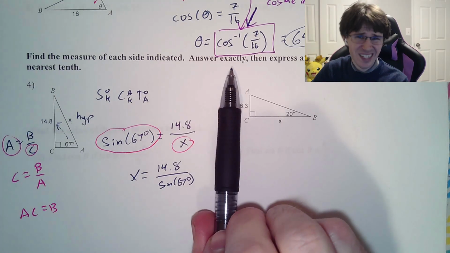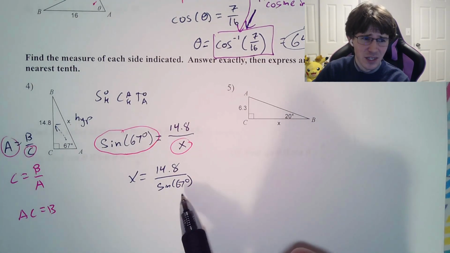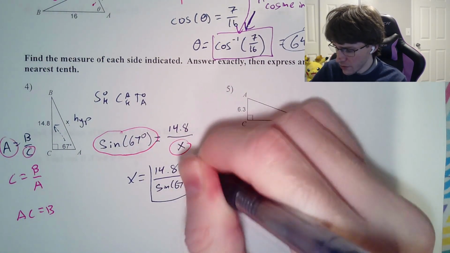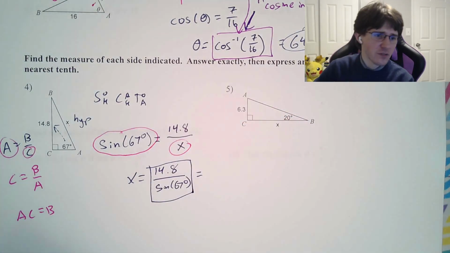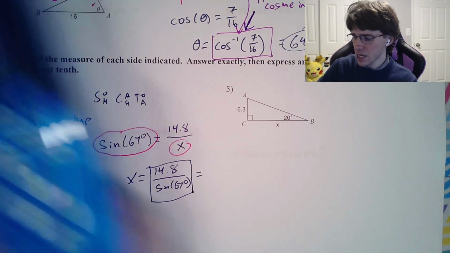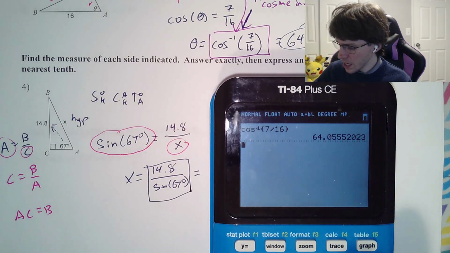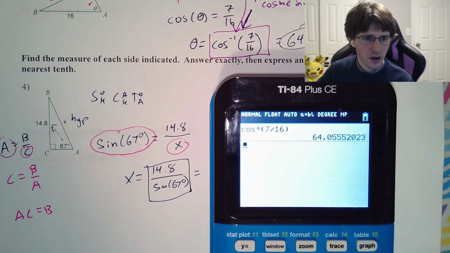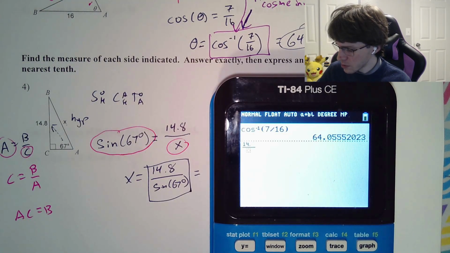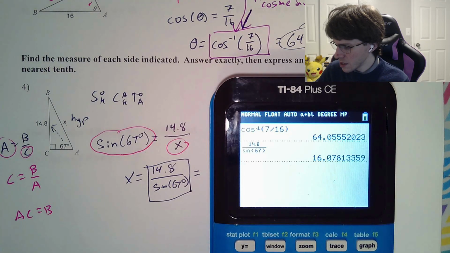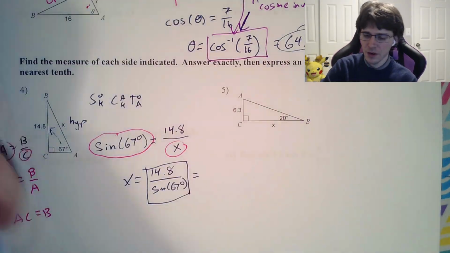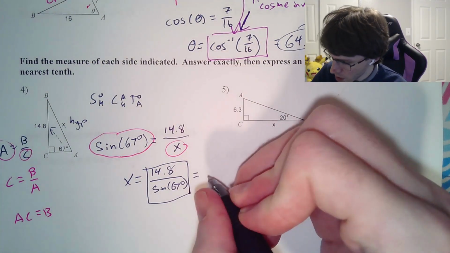Like before, when it says answer exactly, this is the exact answer. So this is one of our two answers that we want. For the other one, we just need to practice typing into the calculator. Yet again, our alpha y equals enter comes into great help. Alpha y equals enter, and we got that fraction at 14.8, and then the sine of 67, and a beautiful 16.07 or 16.1.